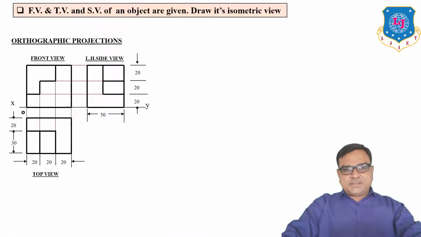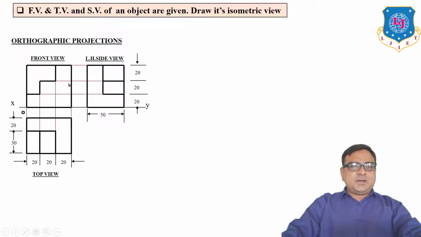Our aim is to draw the 3D drawing, meaning the isometric view. So what is the difference between isometric view and isometric projection? In an isometric view, the 3D drawing has all the dimensions in true length, but in an isometric projection, all the dimensions in the 3D drawing are reduced.